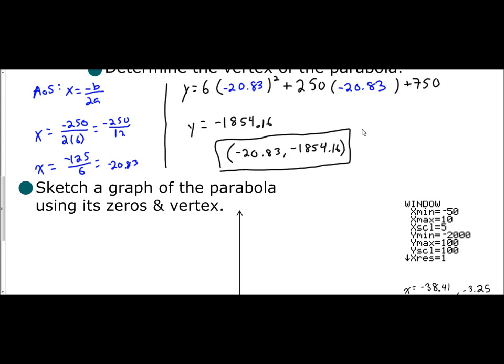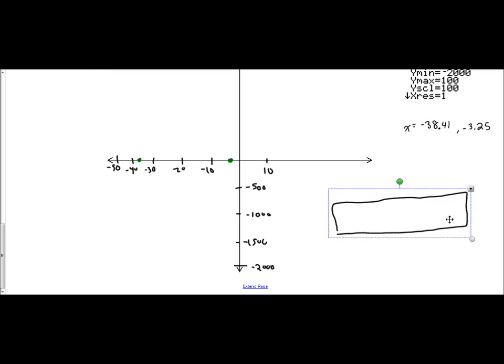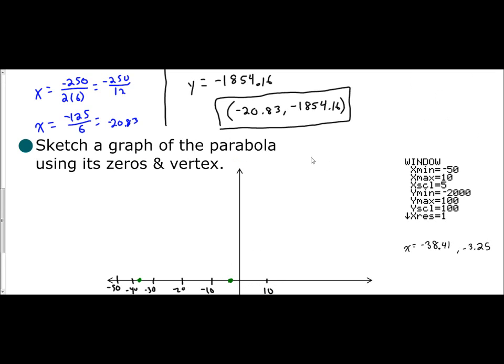My vertex is the next piece of information I want. So I got negative 20.83 for this. So it's negative 20.83 and negative 1,854.16. So negative 20.83, let's use blue for this one. That's probably about right there. Really close to negative 20, all the way down to negative 1,800. And so we're probably around this area right here. So that's an approximation. And then I'm going to sketch my graph.